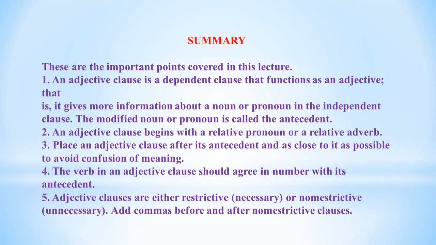So, summary. These are the important points covered in this lecture. An adjective clause is a dependent clause that functions as an adjective, that is, it gives more information about a noun or pronoun in the independent clause. The modified noun or pronoun is called an antecedent. An adjective clause begins with a relative pronoun or a relative adverb.